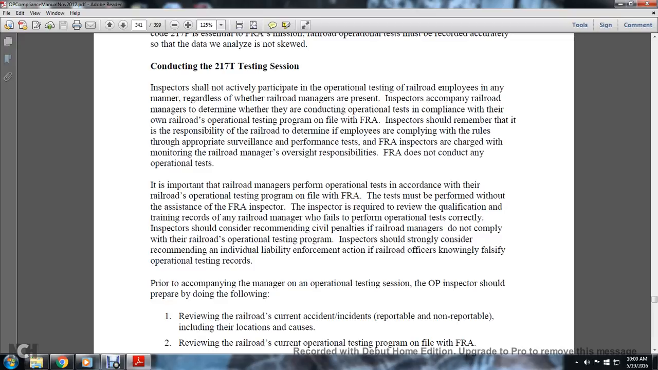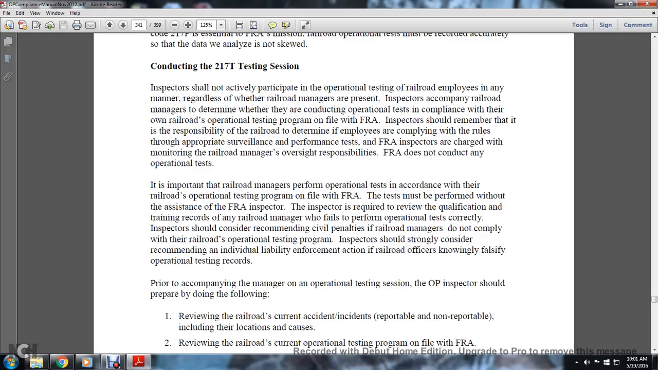Inspectors should remember that the railroad is responsible for determining that employees are complying with the rules through appropriate surveillance and performance testing. The FRA inspectors are charged with monitoring the railroad managers' oversight responsibility. The FRA does not conduct any of the operational testing. It is important that the railroad manager perform the operational testing in accordance with their railroad's operational testing program on file with the FRA.